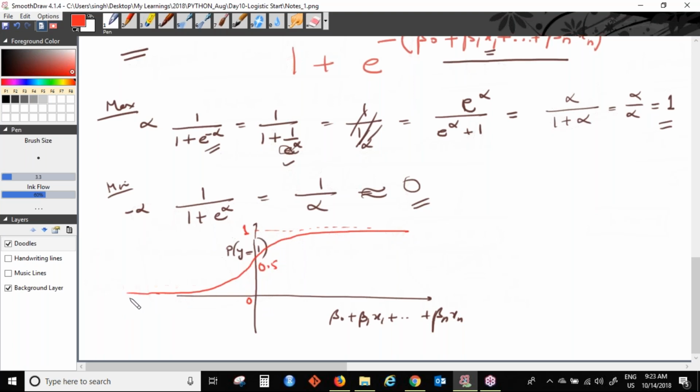It almost never touches 0, and similarly it almost never touches 1. So it is always between 0 and 1. It never goes outside it, of course. But remember what is the y-axis and what is the x-axis. The x-axis is the linear regression line. The y-axis is probability of y is equal to 1, not probability of y is equal to 0. This is also known as the S curve because it looks like an S.